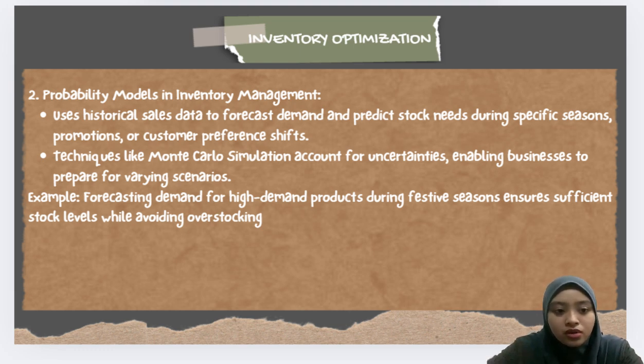Secondly, the probability model in inventory management. It uses historical sales data to forecast demand and predict stock needs during specific seasons, promotions, or customer preference shifts. Techniques like Monte Carlo simulation account for uncertainties, enabling businesses to prepare for varying scenarios. For example, forecasting demand for high-demand products during the festive season ensures sufficient stock level while avoiding overstocking.